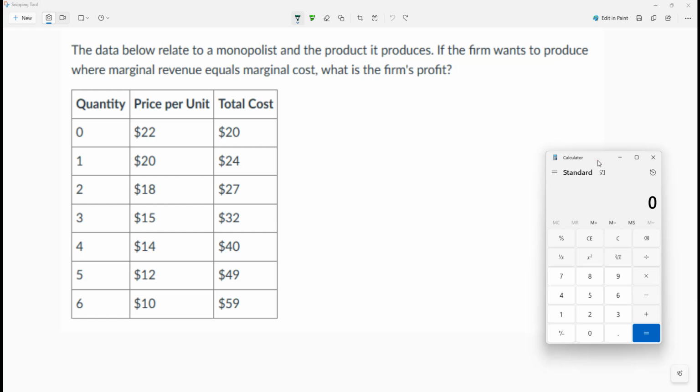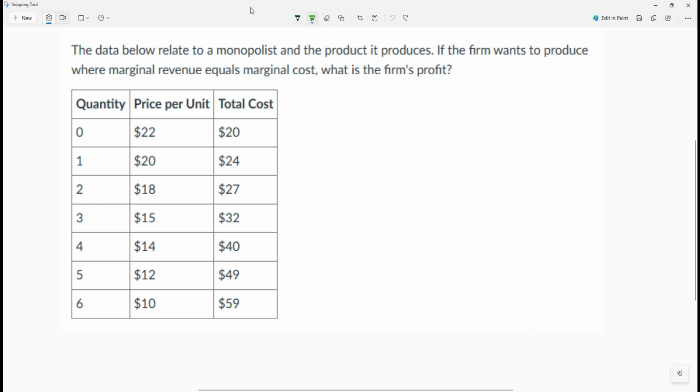In this video, we're going to figure out what is the profit maximizing quantity and what is the profit for the firm. Okay, so a couple things you got to knock out real quick. What is profit? Well, profit is going to be the difference between total revenue and total cost. That will give you profit.